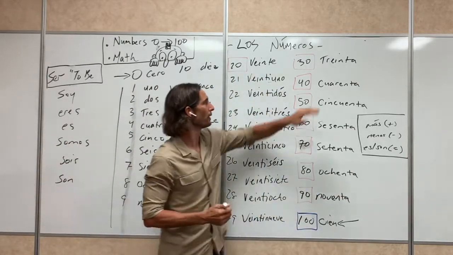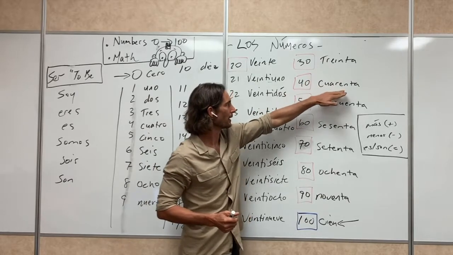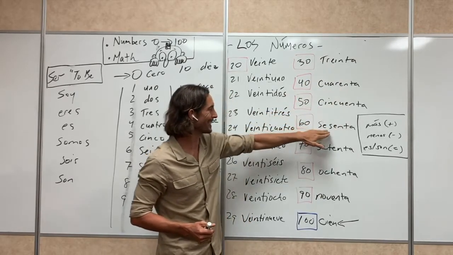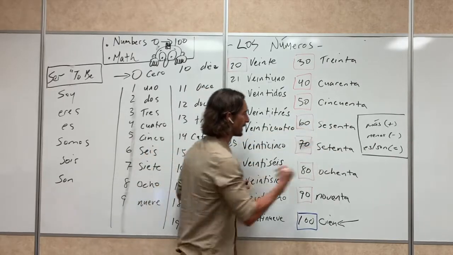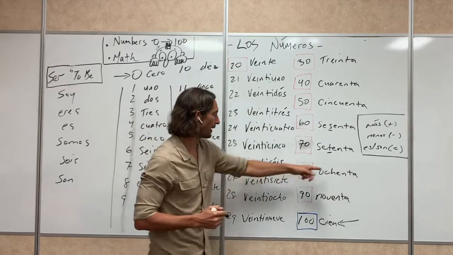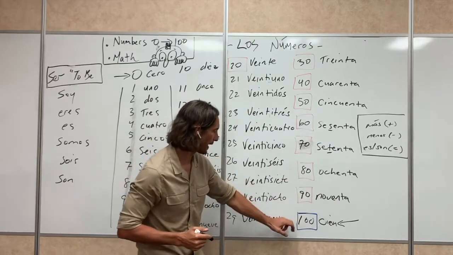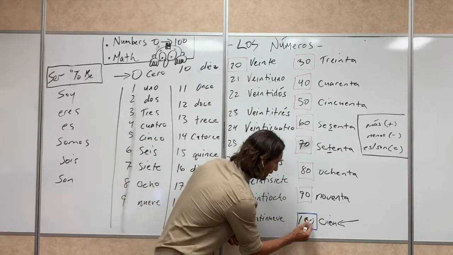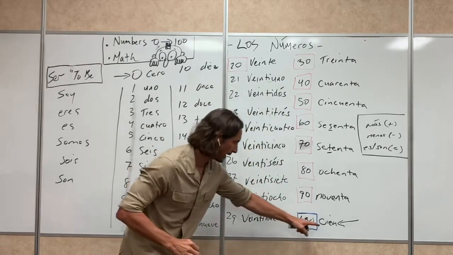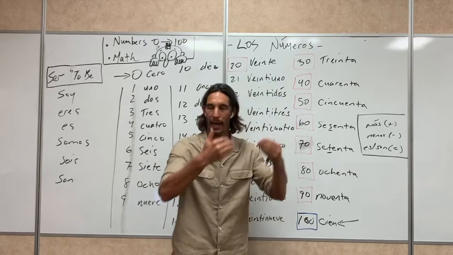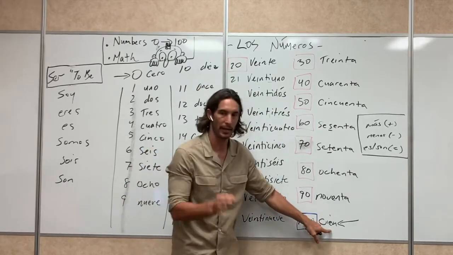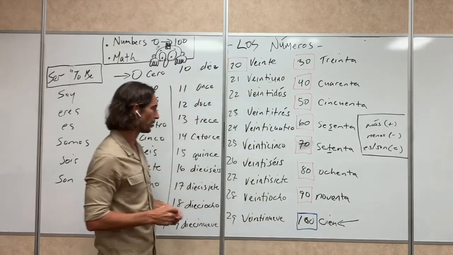And so we have 30, 40, 50, 60, 70. Take note of that slight difference. 80, 90, and then 100 is cien. Just cien, 100 is cien. Once you get beyond that, it becomes ciento, for example. And so this is the only one that is just cien. So take note of that.